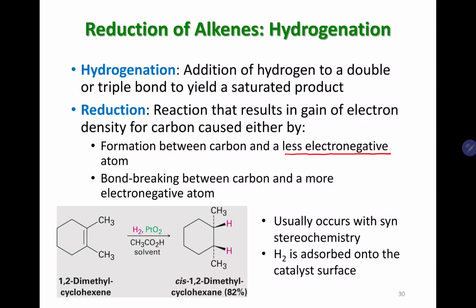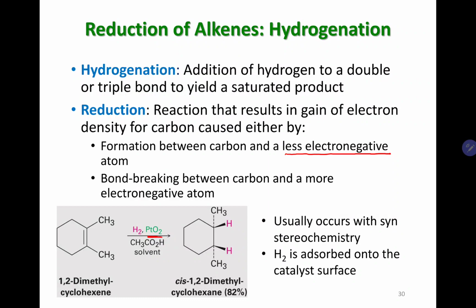So you need to have your alkene. In here I have 1,2-dimethyl cyclohexene. This is your alkene, and then hydrogen is added to alkenes in the presence of a metal catalyst, such as nickel or platinum or palladium. Those are the most common catalysts for hydrogenation, and in this reaction we are using platinum dioxide. That is the catalyst.